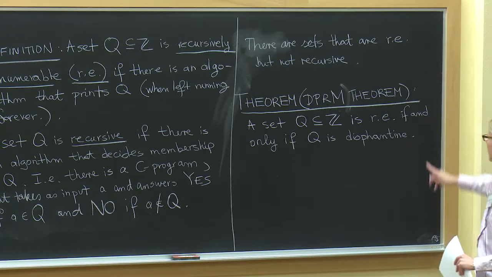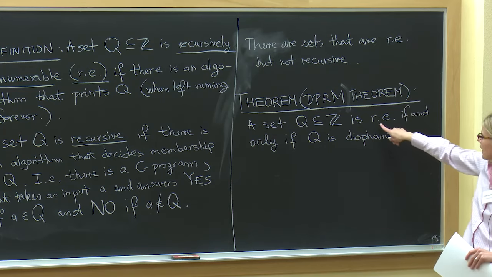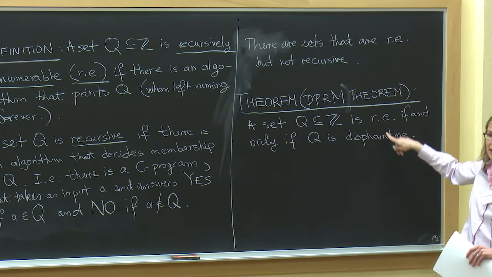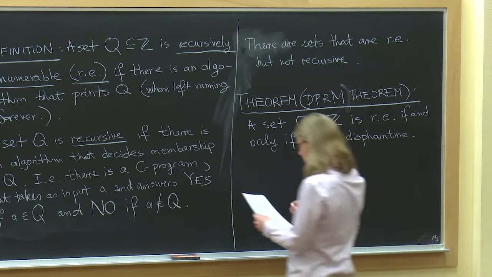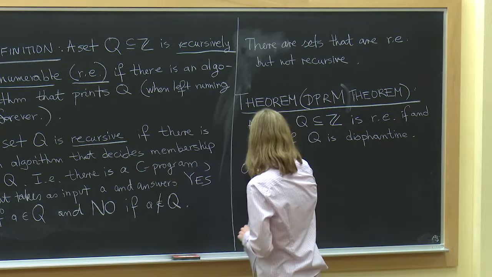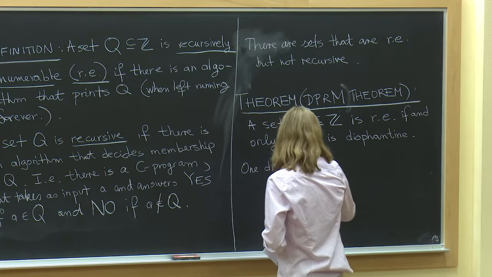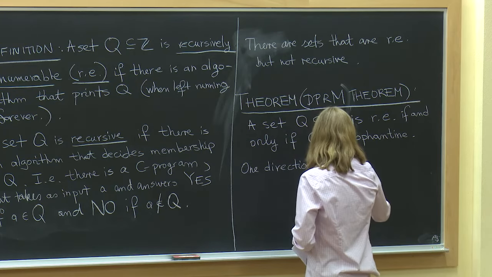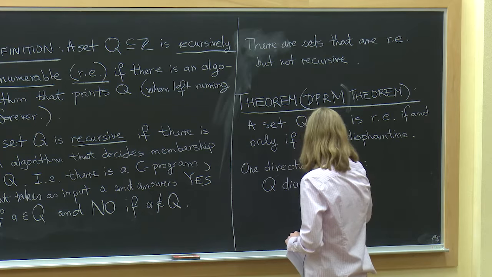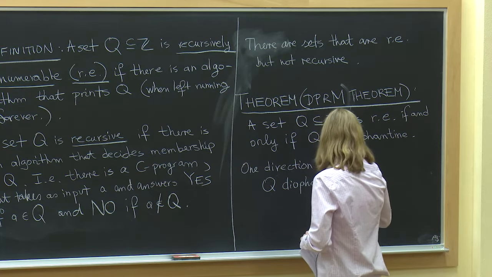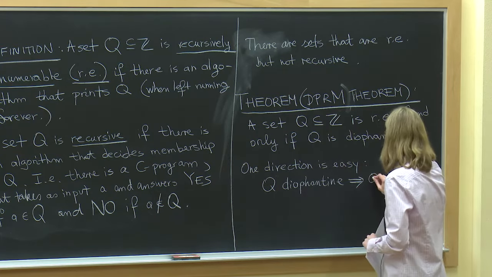So the hard direction is to show that every recursively enumerable set is Diophantine. The backwards direction is much easier. So one direction is easy. Q Diophantine implies certainly that Q is recursively enumerable.